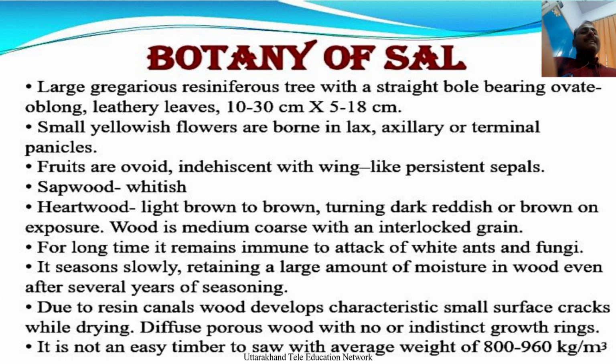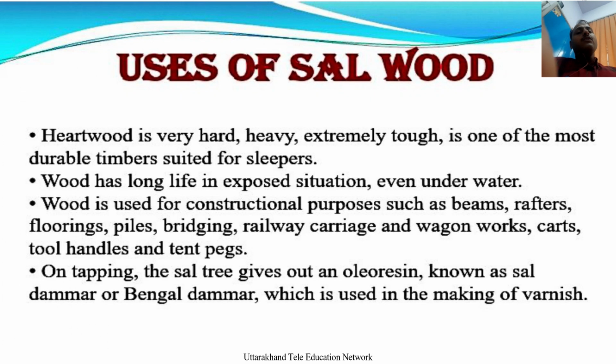It is not an easy timber to saw, with an average weight of 800 to 960 kilogram per meter cube. So there are several shortcomings or demerits in sal wood. That's why it is not considered an easy timber to saw. It is very hard to process.